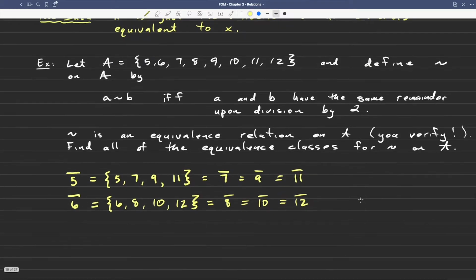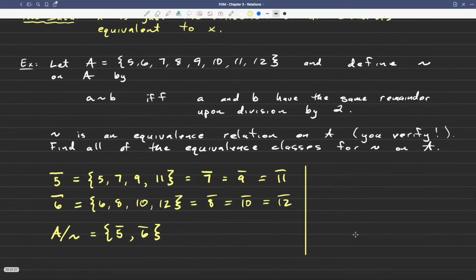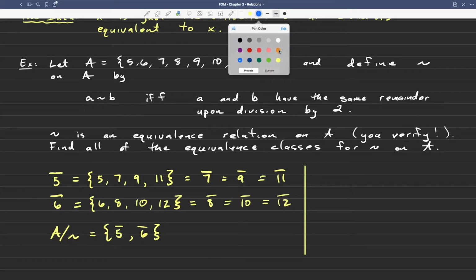And so then, what is the quotient? What is A mod tilde? That's just the collection of all of the distinct equivalence classes. And so that would be 5 bar and 6 bar. One thing I would like to point out, just as an observation, it turns out it's a general fact, but I just want to point it out now just as an observation about this particular quotient.